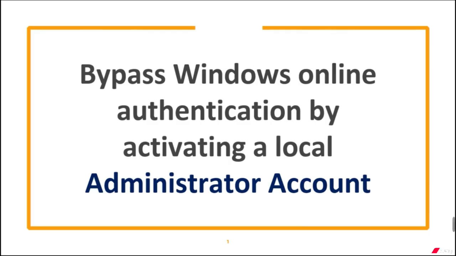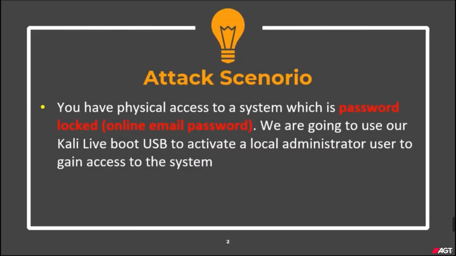In this lecture, we are going to see how we can bypass Windows online authentication by activating a local administrator account. Consider a scenario where you have physical access to a system which is password locked, with an online email password. So we are going to use our Kali Live boot USB to activate a local administrator account to gain access to the system.